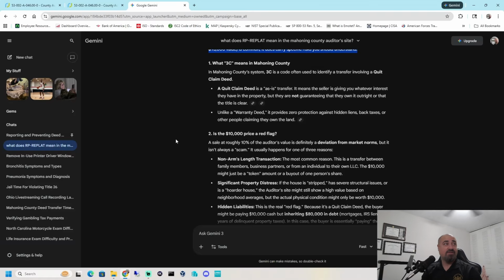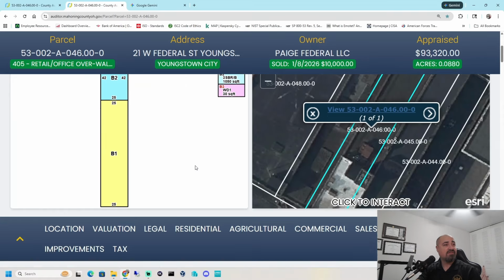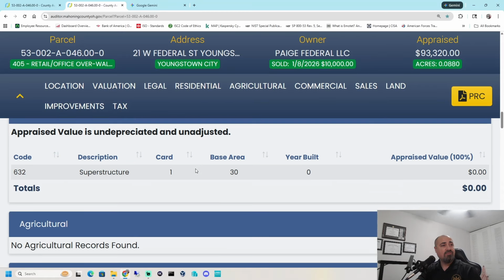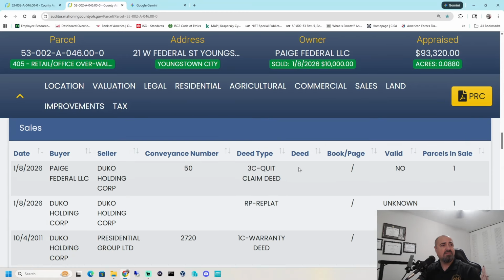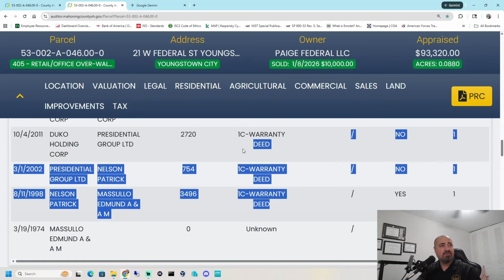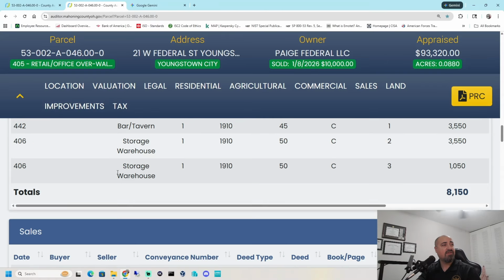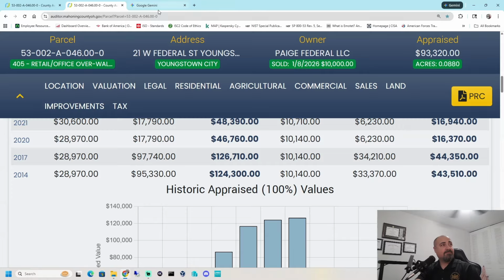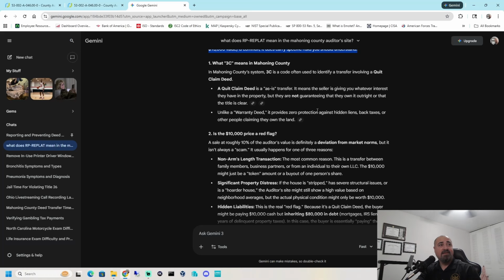Unlike a warranty deed, which, in the past, let's see all the other ones, they were all, was it 1C, I think? They were all warranties, every single one that had happened in the last like 30 years up until this most recent one. So this provides zero protection against hidden liens, back taxes, or other people claiming they own the land. Meaning, if somebody else comes around and says, this is mine, the dude's out of a freaking property. That's all it is, because he didn't guarantee the land.